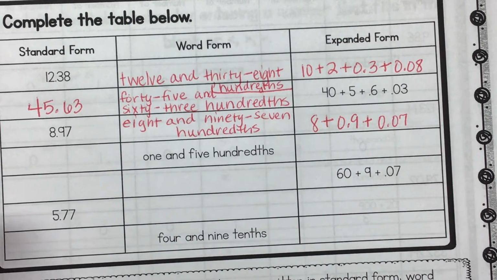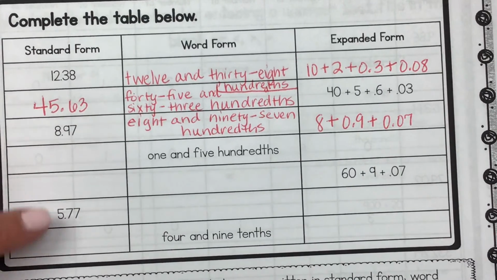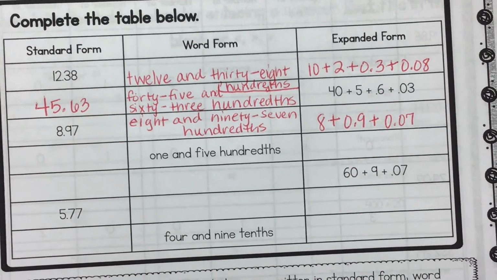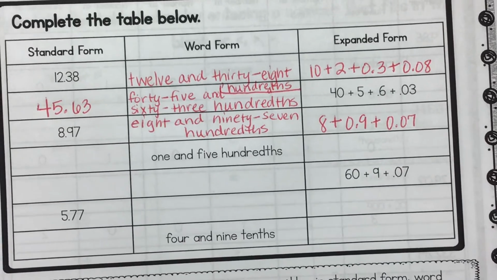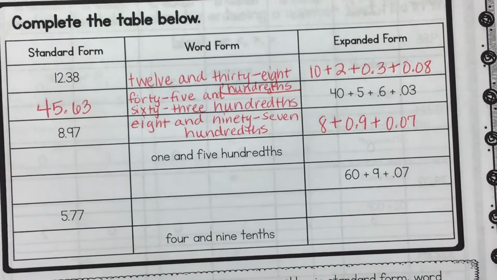Okay, we have about 10 minutes. I'm going to have you fill out the last 4. I'm going to give you a partner. We're going to work at a volume 1 to complete the last 4.